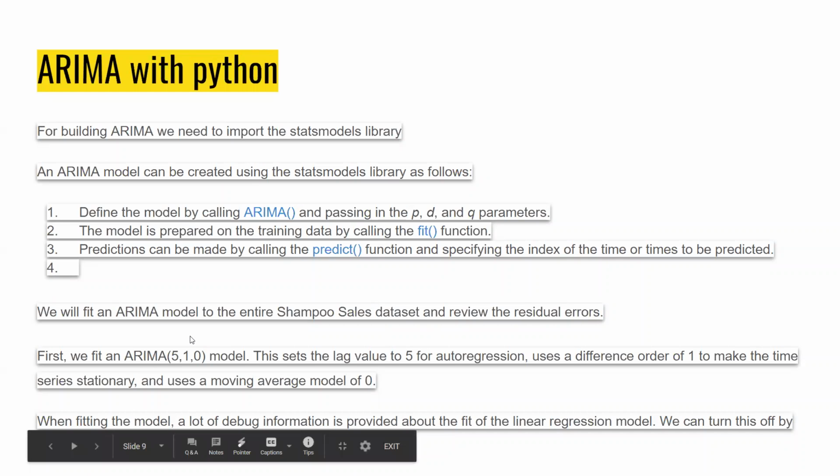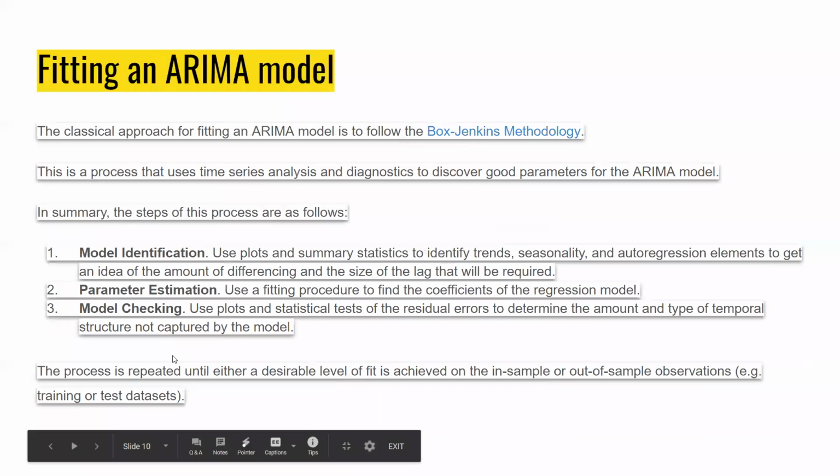So here we have used an ARIMA model of 5, 1, 0.